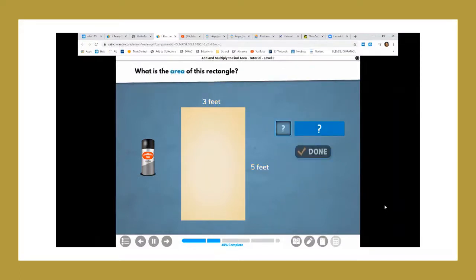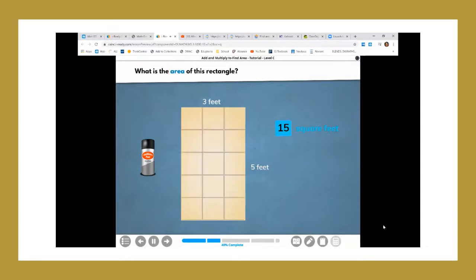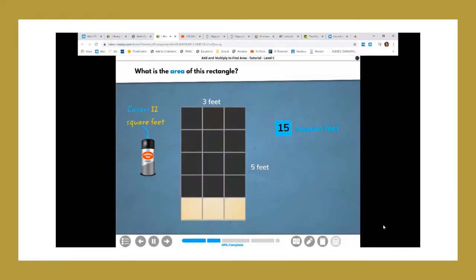What is the area of this rectangle? Now the area is going to be the product of 5 times 3, which is going to be 15. So let me type it here. And now we have to choose the units. We know we're counting how many squares are in this area. So we're going to select the one that says square feet. Exactamundo! The area of the wall is 15 square feet. We only have enough paint in this can for 12 square feet, so Riley's going to need another can of paint.